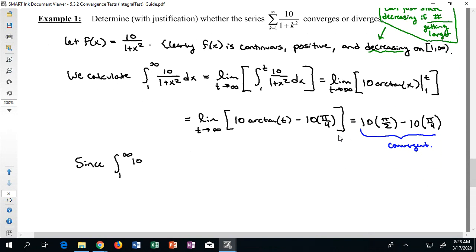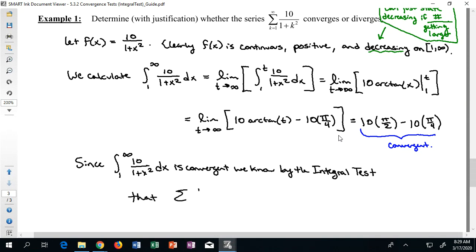Since the integral of our function is convergent, we know by the integral test that this series, oops, sorry, that should have a k in it, also converges. And we're done.